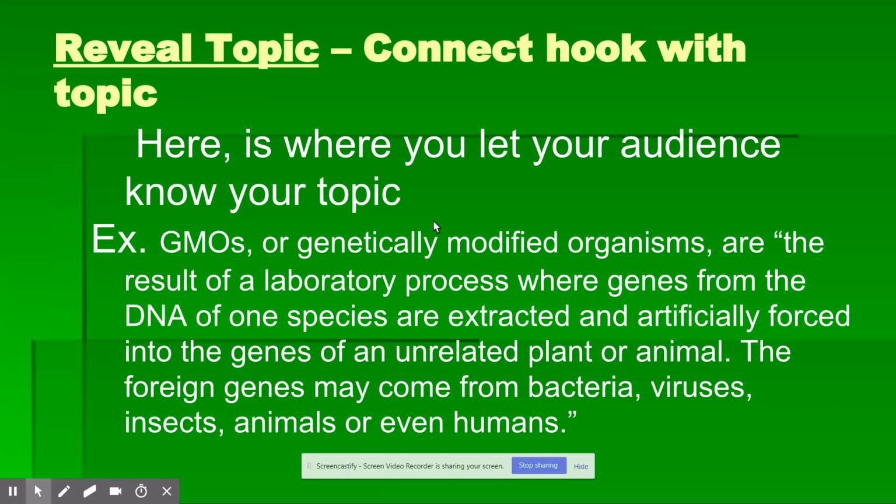So you could probably get an inkling from all of these hooks that I'm doing GMOs, but that's where you want to reveal the topic next. So again, you want to let your audience know what your topic is and connect it with your hook. So this says GMOs, or genetically modified organisms, are the result of a laboratory process where genes from the DNA of one species are extracted and artificially forced into the genes of an unrelated plant or animal. The foreign genes may come from bacteria, viruses, insects, animals, or even humans.